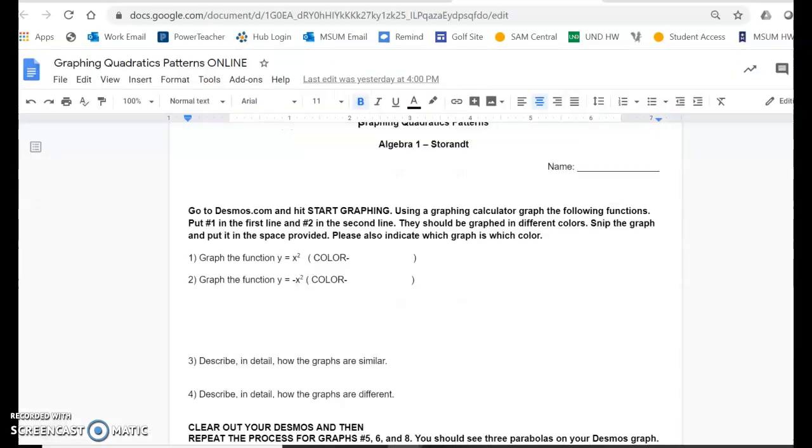So if I go back to the worksheet here, it says using your graphing calculator, graph the following functions. Put number 1 into your first line and number 2 into the second line. They should be graphed in different colors. It says snip the graph and put it in the space provided. Please also indicate which graph is which color. So for 1 and 2 it says graph y equals x squared and graph y equals negative x squared.